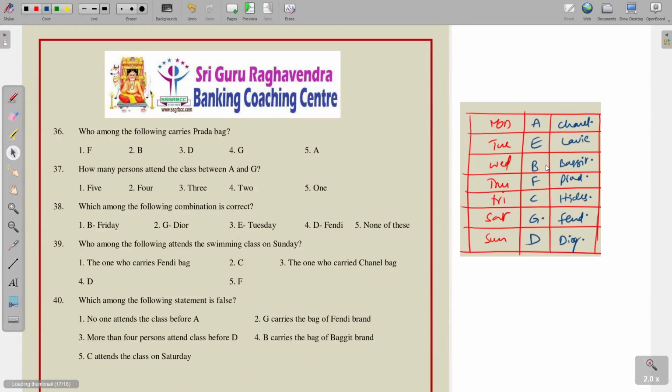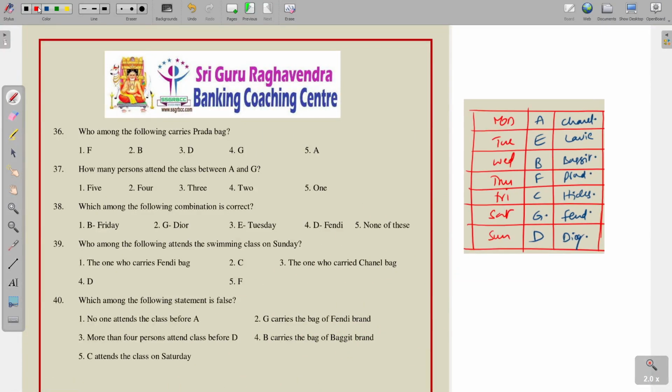Questions. See the first question. Who among the following carries the Prada bag? So Prada bag, that is F. How many persons attend class between A and G? So A and G, 1, 2, 3, 4 persons are there. Which among the following combinations is correct? B Friday, not correct. D, so this one is also not correct. E Tuesday, so E Tuesday is correct. Who among the following attends swimming class on Sunday? So Sunday, that is D.